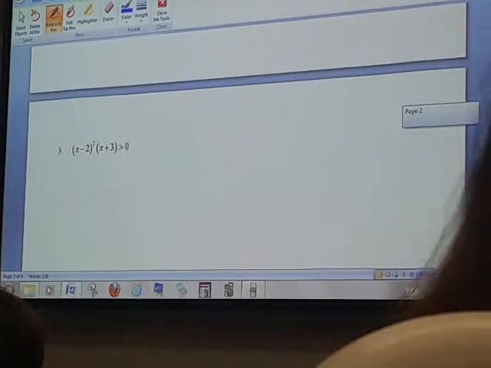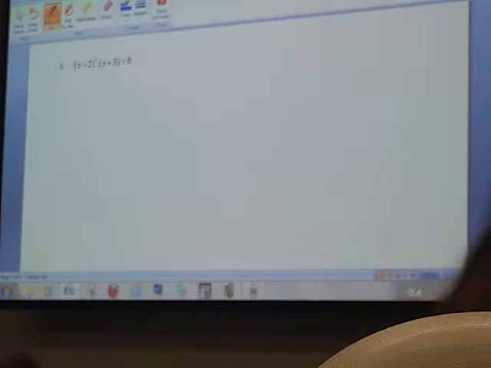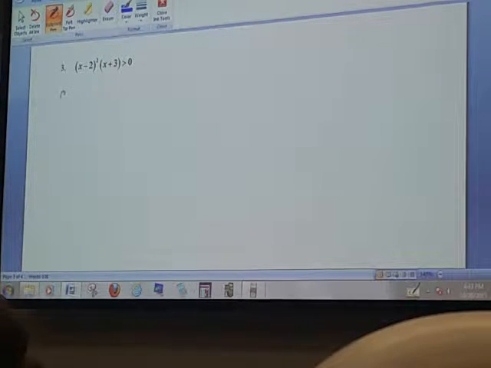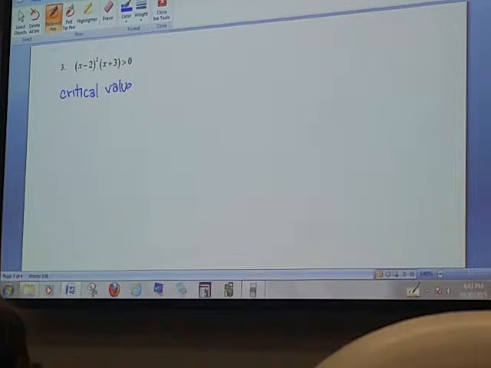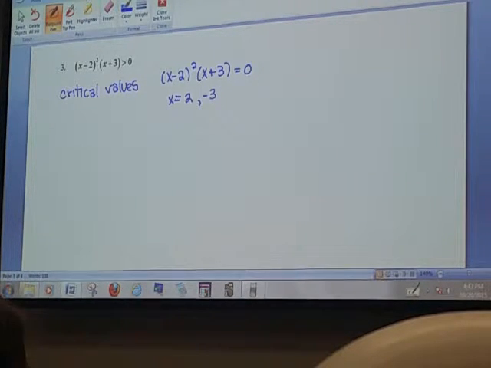So, this one is already factored. So I don't have to do the factoring part. I can just start by saying, what are the critical values? No, just positive 2. Because it's what I put in there to get a 0. So it's gotta be positive 2 and negative 3. The positive 2 occurs twice. That's the difference. But there's only one number that's gonna make that 0.